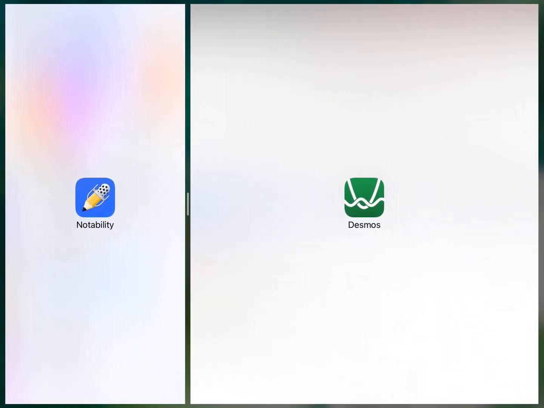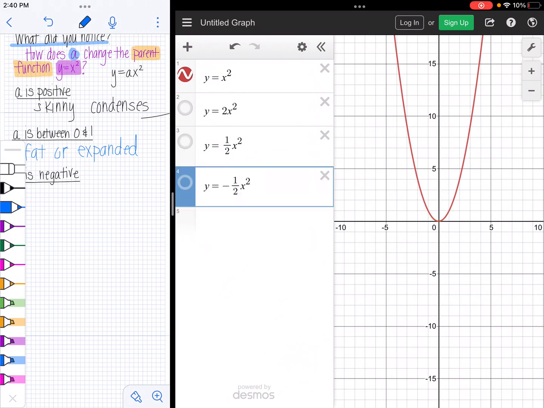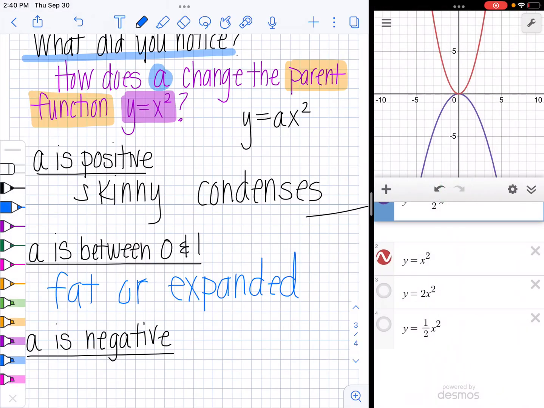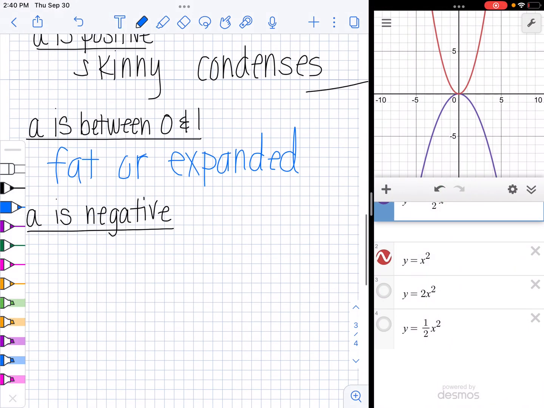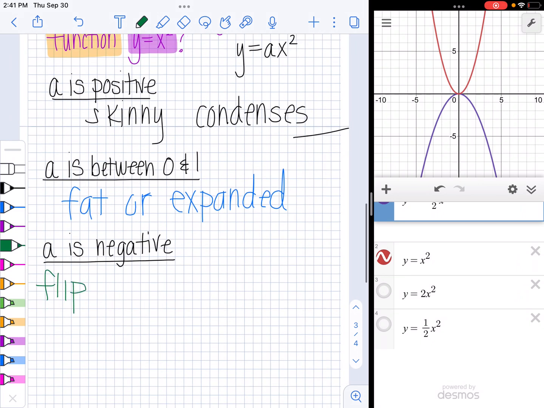Okay, and then what happens when your a value is negative? So I'm going to turn this off. And if we look at graph number 4 here, we'll notice that it has a 1/2, so it's going to be expanded, or a fat graph. And what happens to my graph? We notice that it flips over my x-axis. So when a is negative, we can say it flips over your x-axis.